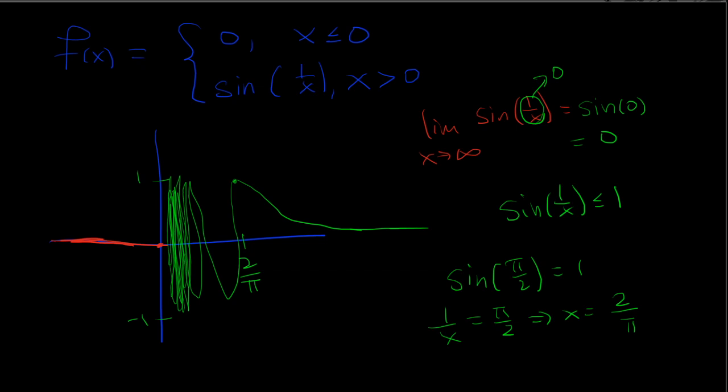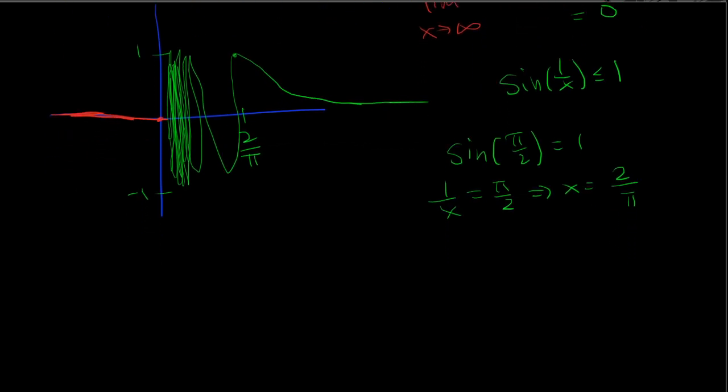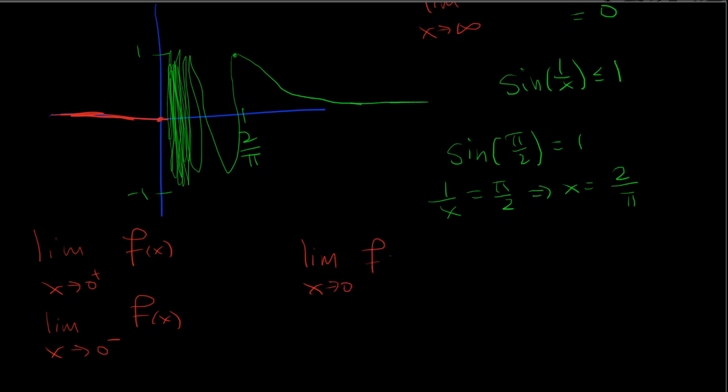So let's answer a couple questions here. What is the limit as x approaches 0 from the right, 0 from the left, and just 0? The easiest one to look at is 0 from the left, because that's just this nice line here. As I approach 0 from the left, I'm obviously going to approach 0, this point right here. So this is 0.